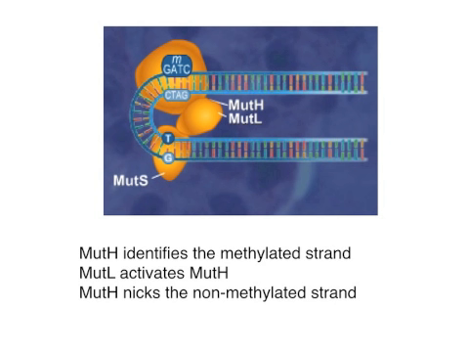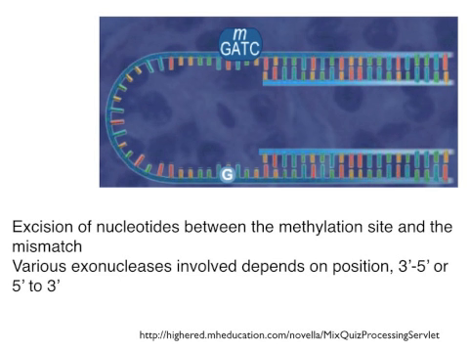As MutH is bound there at the methylation site, it can recognize which strand is methylated and which is not. But in order for it to work, it has to be activated by MutL. And so MutS and MutL are going to bend the DNA around, and MutL will contact MutH and activate it. And then MutH is going to nick the non-methylated strand, the daughter strand, the one with the problem. Then the bases between the methylation site and the problem site, the mismatch, are going to be removed.